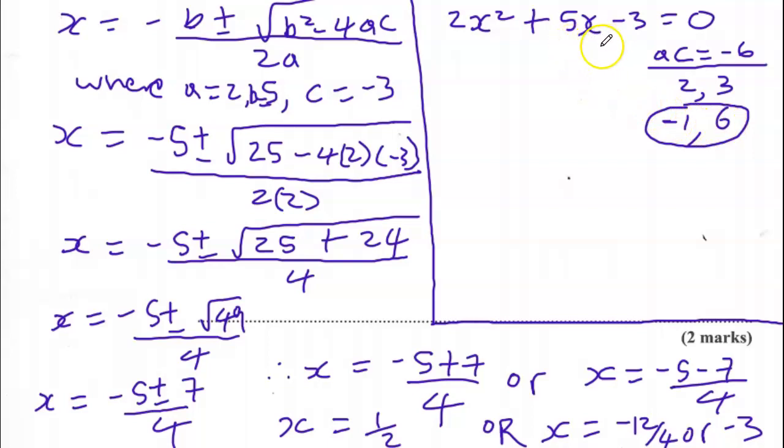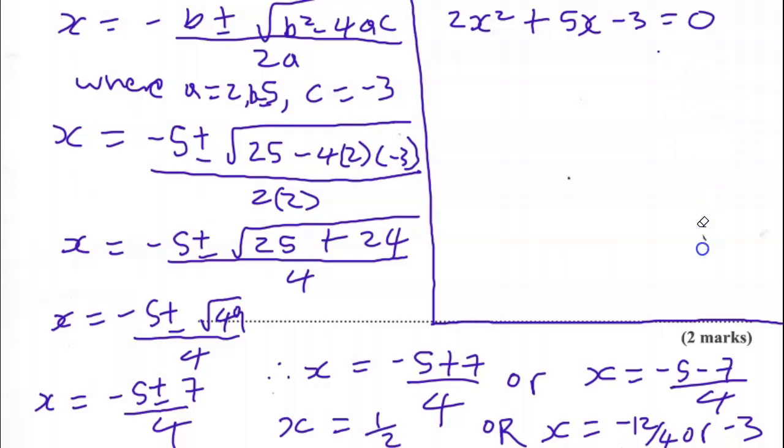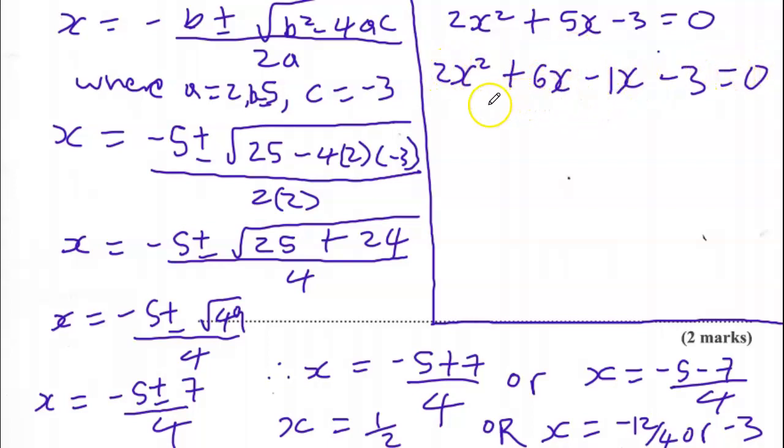So it's all about rewriting the 5x. So we're going to rewrite the 5x using 6 and negative 1. So 2x squared plus 6x minus 1x, and note it's still 5x, because 6x minus 1x is still 5x, minus 3. But we use these numbers because when I multiply 6 times minus 1, we get the same value as when I multiply 2 times minus 3, which is minus 6.